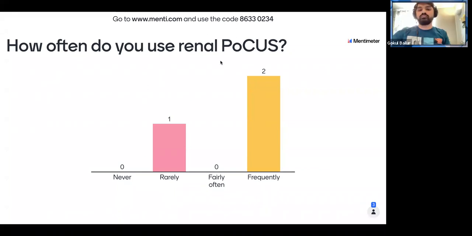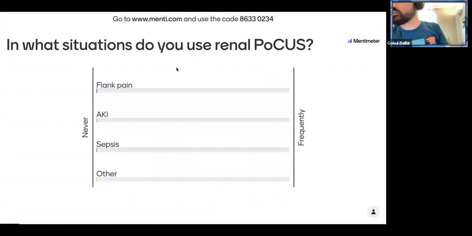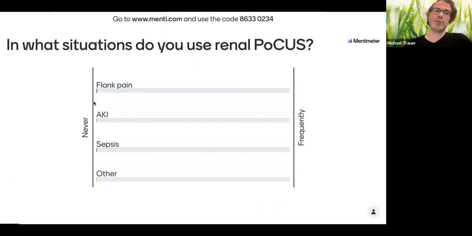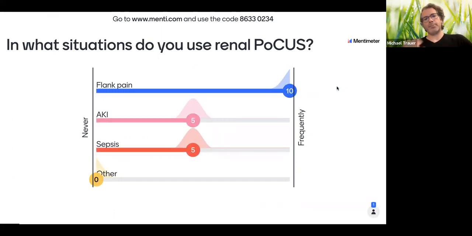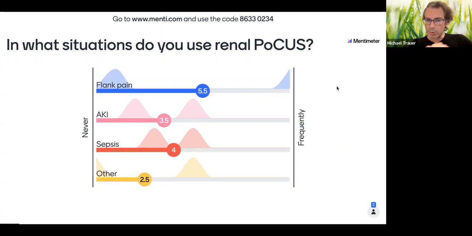All right, and then the next question is, in what situations do you mostly use renal PoCUS for? I think the most common 3 situations would be flank pain, AKI, and sepsis, but maybe there are other indications you use it for, or possibly combinations of these. For this one, you can use the slider bars to drag within each of those indications. You can drag your frequency up from 0 to 10, and then Mentimeter will average it out across each of you.